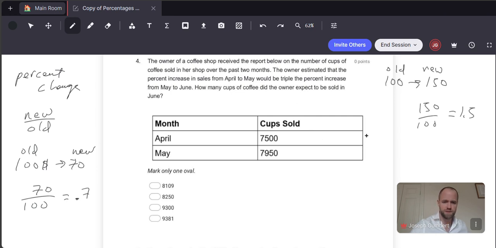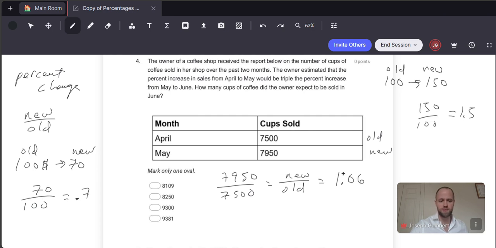Now in this case, this is going to be our old and this is going to be our new. And so we could represent this as 7,950 over 7,500. So that's our new over our old. And this gives us 1.06. And this 1.06 then indicates that it increased 6%, right?